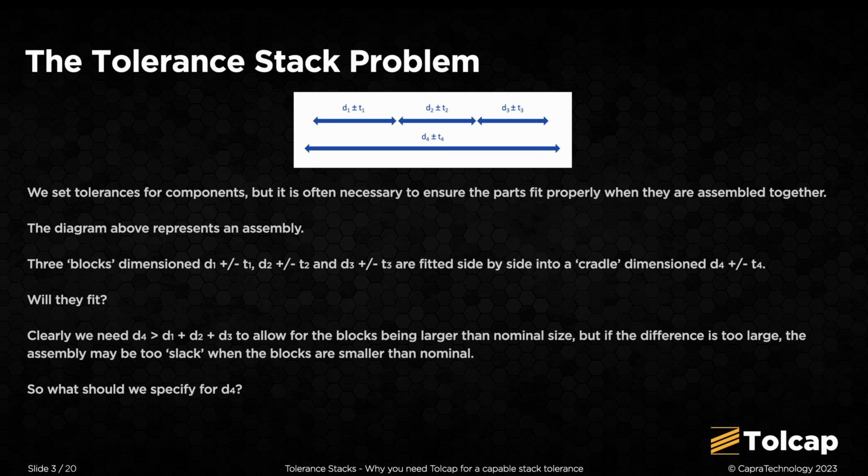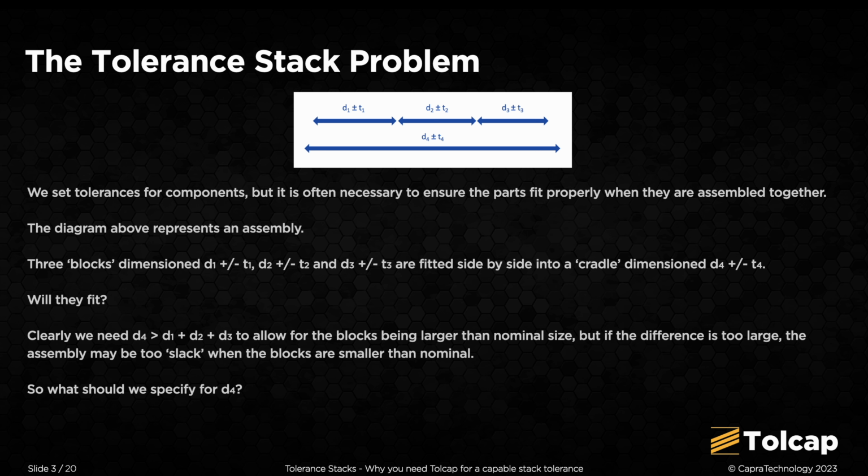We set tolerances for components, but it is often necessary to ensure the parts fit properly when they're assembled together. The diagram represents an assembly. Three, let's call them blocks, dimensioned D1 plus or minus T1, D2 plus or minus T2, and D3 plus or minus T3 are fitted side by side into a cradle dimensioned D4 plus or minus T4. Will they fit? Okay, this example looks unrealistically simple, and your real designs will be more complex, but often they do essentially reduce to this problem statement.